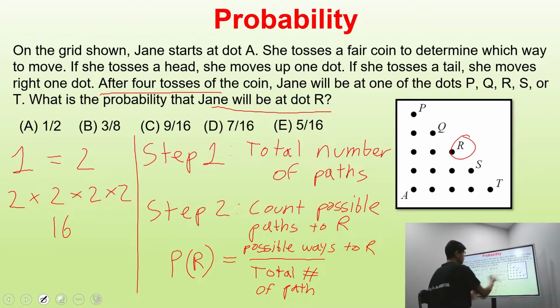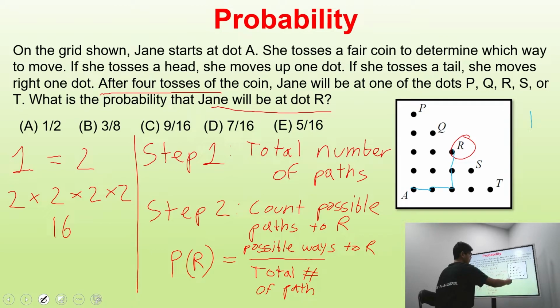So let's start counting the possible ways to get to R. We know that we can only move 4 times. Let's just say that the first one, we got tails, which made us go right. We got tails again, then we got heads and heads. So that is one path because we took 4 coins, and that's just randomized, and we got to R. So we already found one possible outcome to get to R.